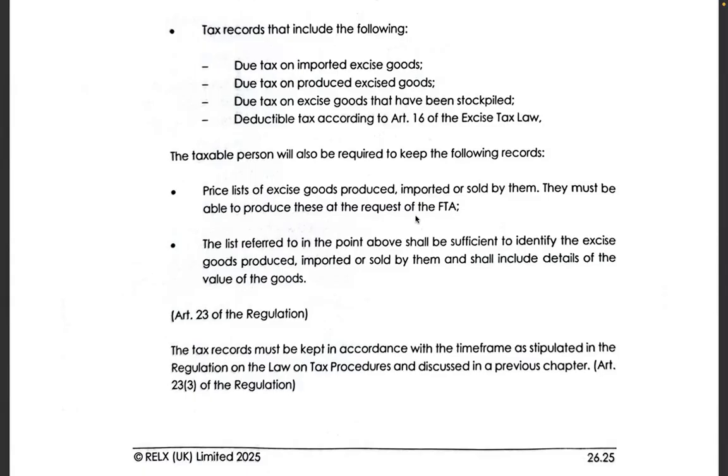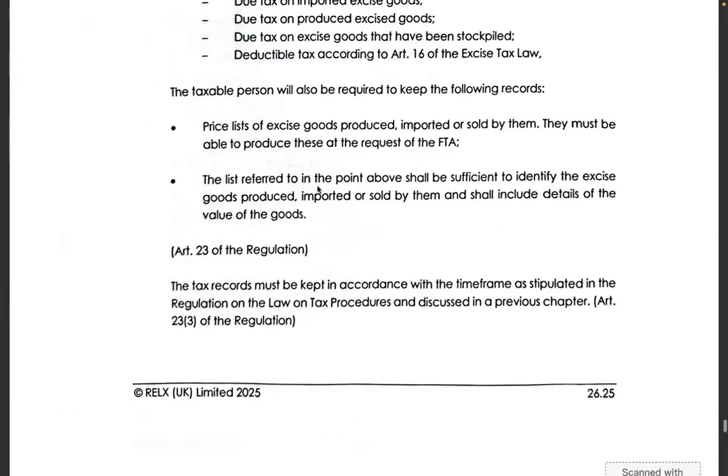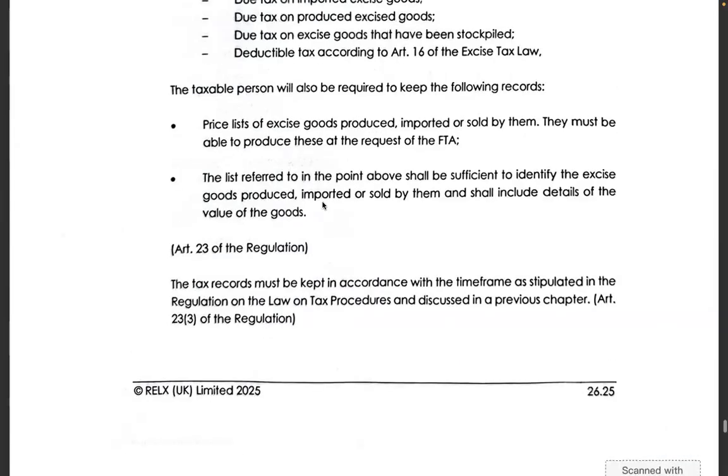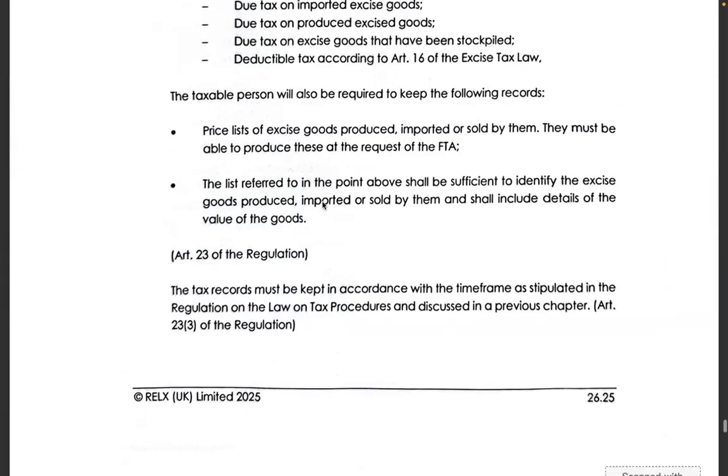So basically, the price list of the excise goods which are produced, imported, or sold by the taxable person. The list referred to in the point above shall be sufficient to identify the excise goods produced, imported, or sold by them, and shall include details of the value of the goods. So, price lists are mandatory information that a taxable person should maintain.